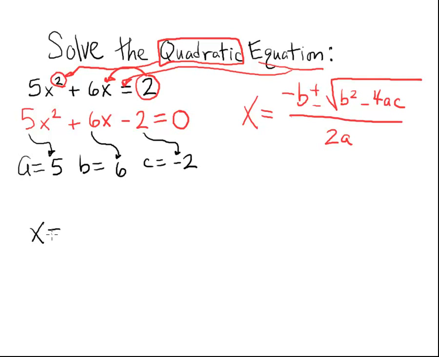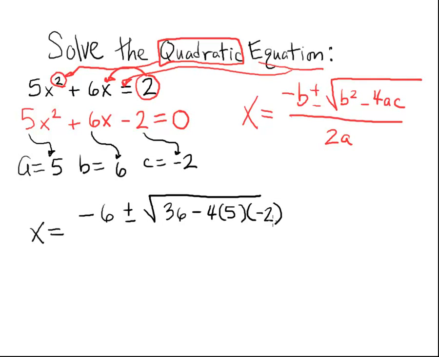Alright, so first thing is, give me the opposite of b, which is -6 plus or minus the square root of, alright, now give me b squared, that's b times itself, or 6 times 6 is 36, minus 4 times a couple of numbers. What are those numbers? Well, those numbers are a and c. A is 5 in this case, and c is -2.